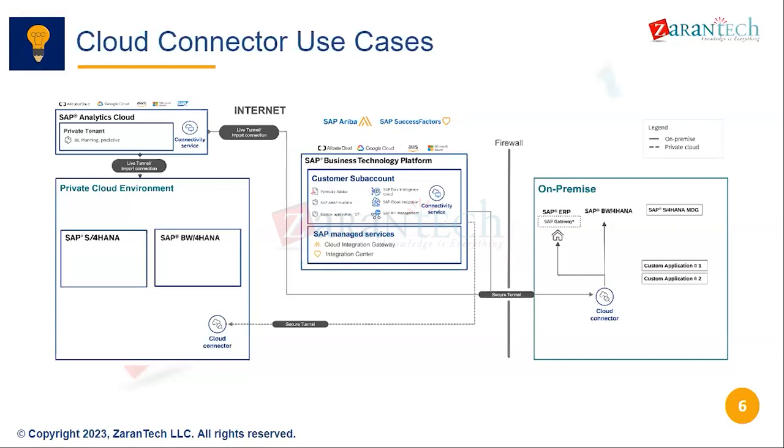And in some cases, if you have a backend system that is on-premise, then as part of the integration, when you send any information from the cloud to your on-premise, or even from on-premise to the cloud, the system will be unable to connect, because both have different natures. So in those cases, the cloud connector comes into the picture.